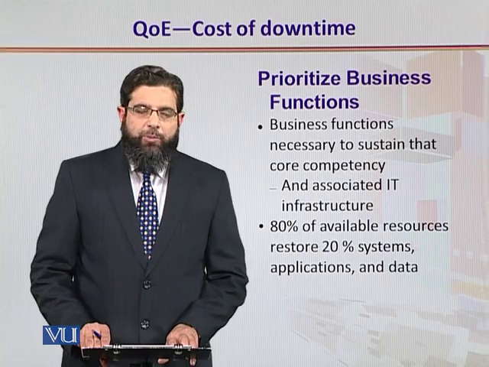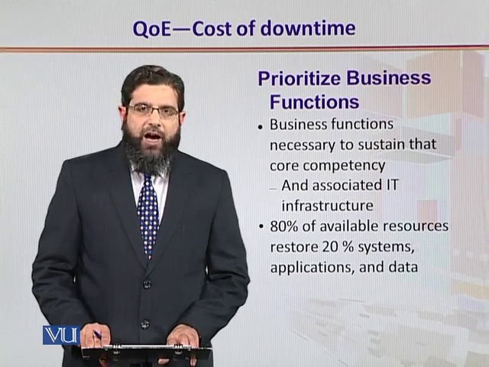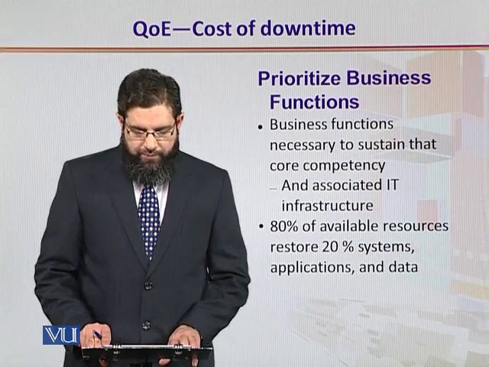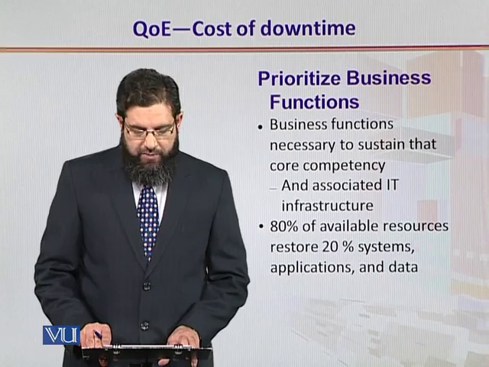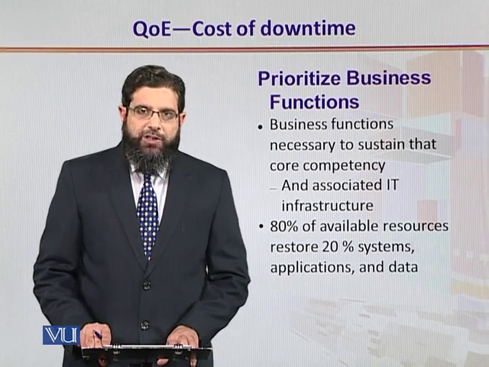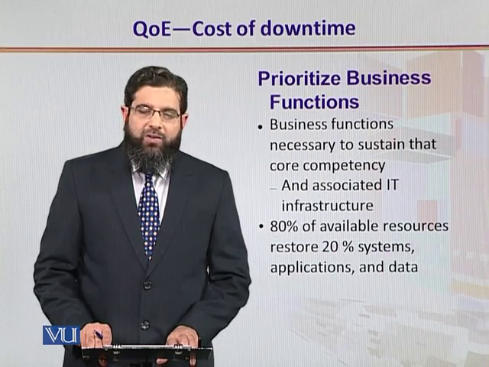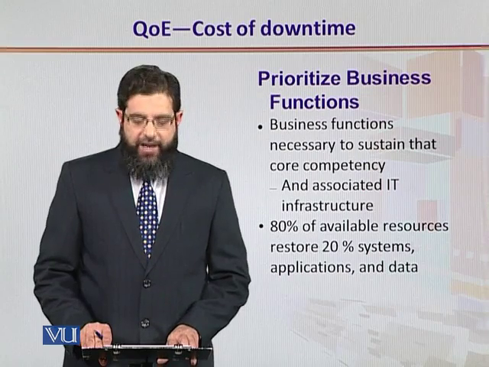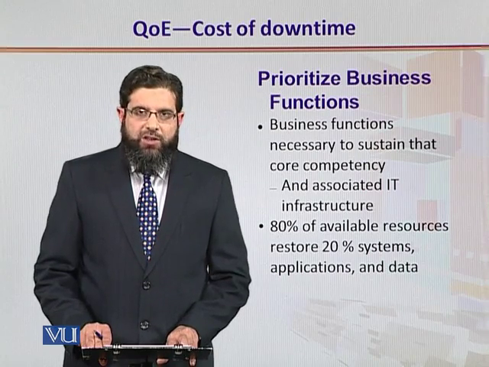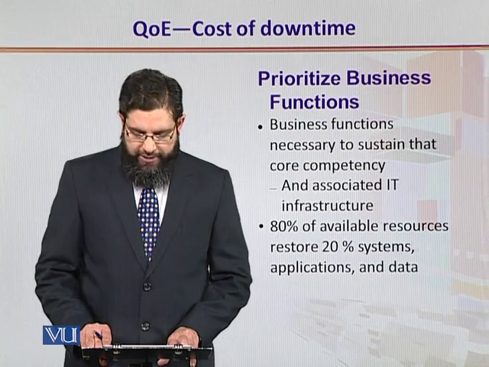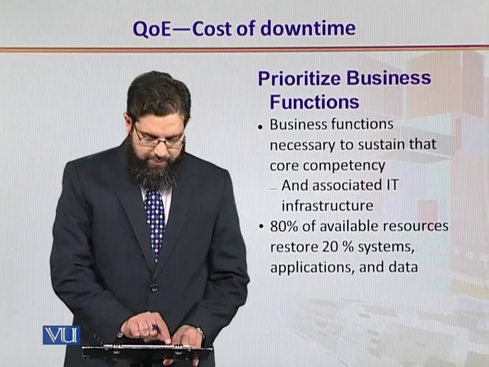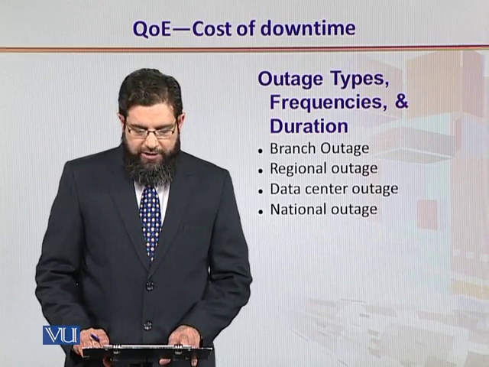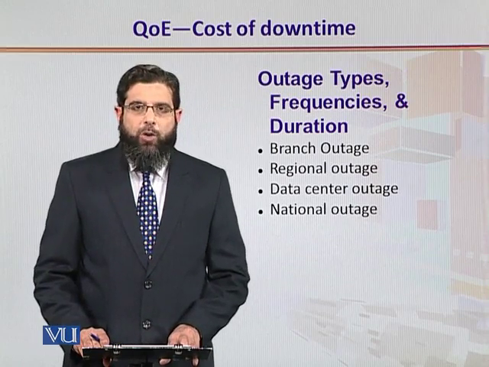Since these are to be protected, then certain IT functions must be prioritized. These would involve the core competency implementation along with the IT infrastructure associated. Here, generally speaking, Pareto distribution follows, that is, 80% of available resources would help us restore 20% of the failing systems. And finally, the outage types, frequencies, and durations must be documented.